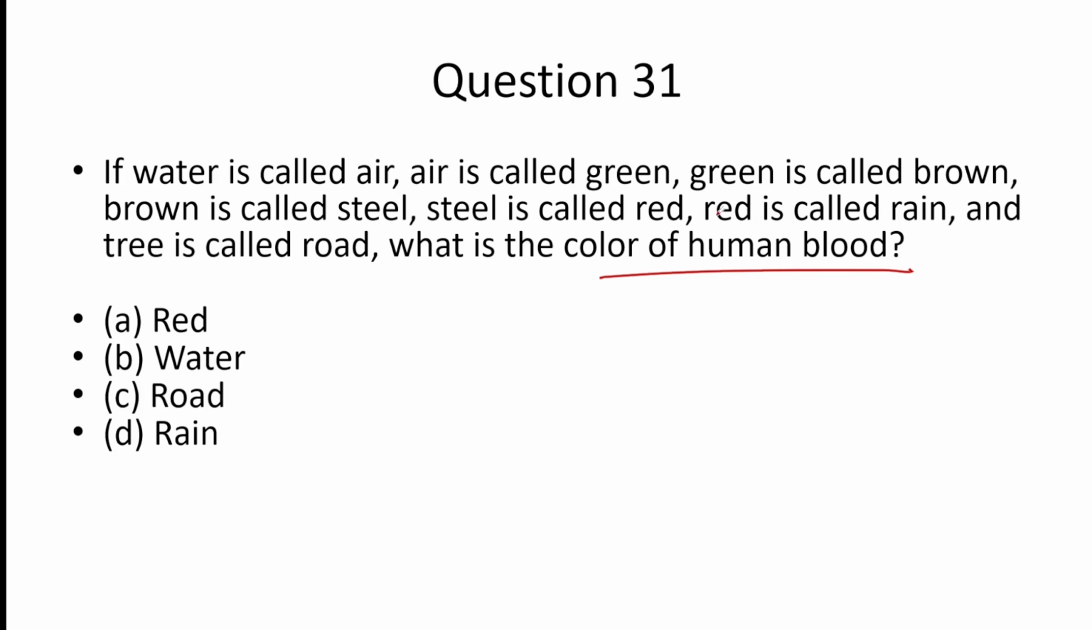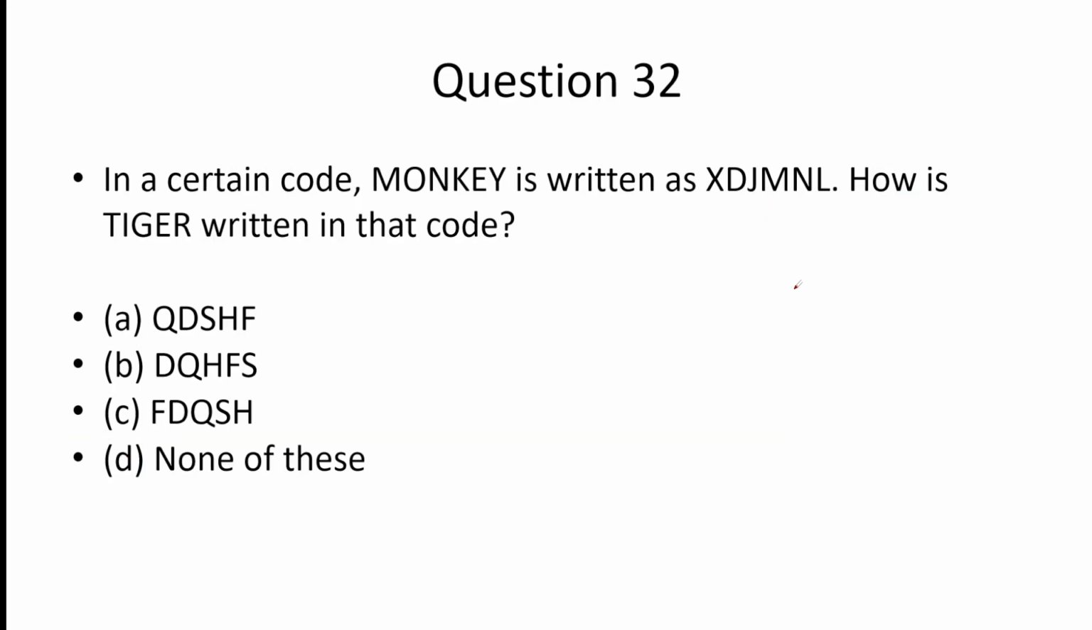It is red. And what is red called in this statement? Okay, it is called rain. So the answer will be rain. So what that particular question is called in this language, that would be the answer. Okay. Next question: monkey is this. How will you write the tiger?